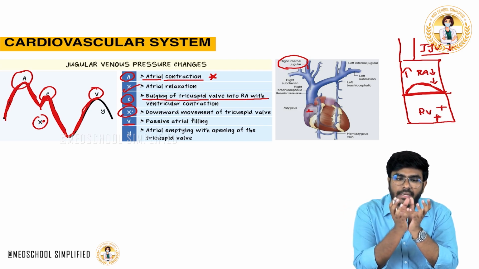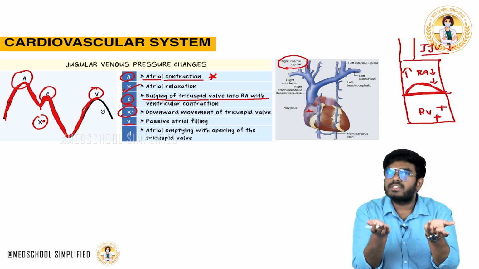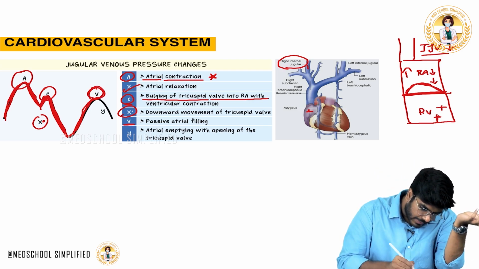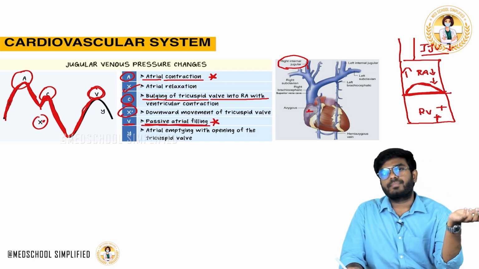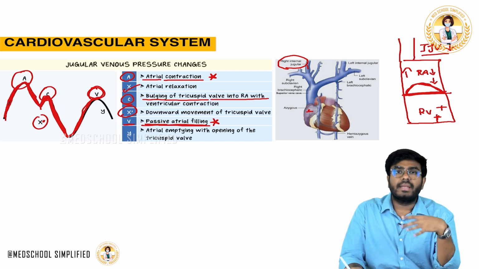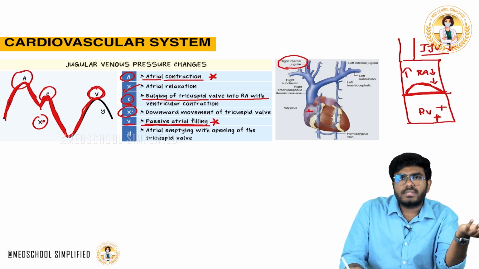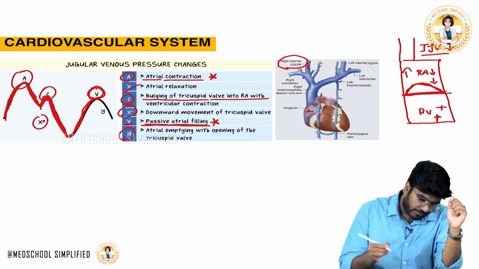When venous blood is coming into the atria, atrial pressure increases. When the right atrial pressure increases, automatically internal jugular venous pressure also increases. So V for venous filling, passive atrial filling, when the atria are filling with the blood, atrial pressure increases, internal jugular venous pressure also increases. Simple. Now let's talk about the Y wave.